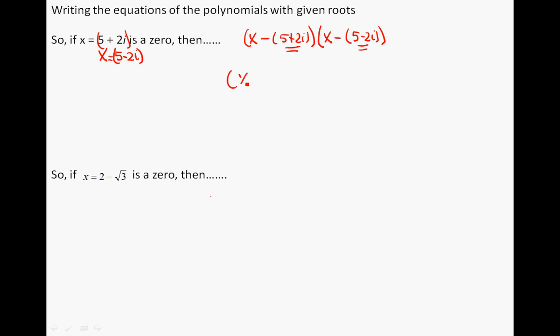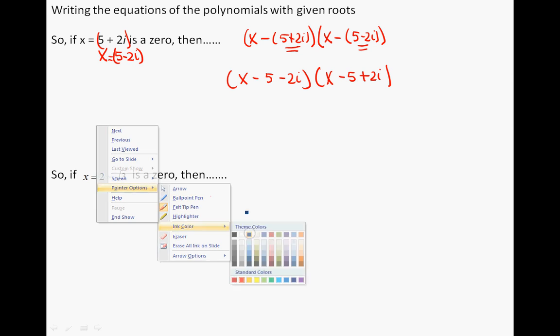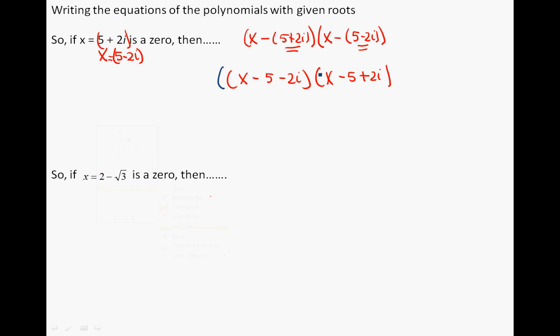Okay, let's clean it up a little bit. So this is going to be x minus 5 minus 2i, so it's distributing the negative. And this is x minus 5, and then this negative makes that actually a positive 2i. And you do end up with conjugate pairs here. Now they might be a little bit harder to see, so I'm going to put this one over here, and this one over here.